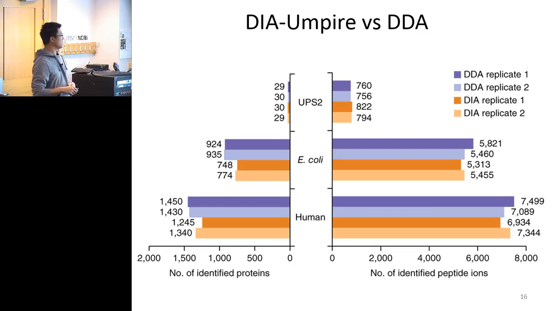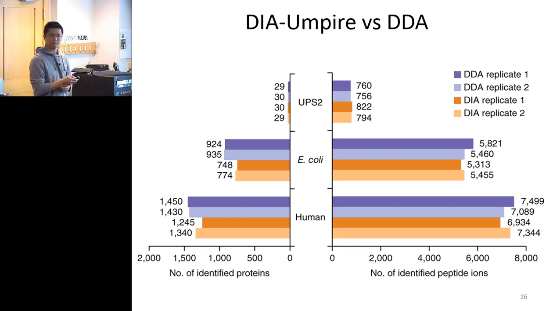So you can see here, for a simple experiment, we expect both of them to perform equally well. And for E. coli, we can see that data dependent acquisition still gets a little bit more protein numbers, and the peptide ion number is roughly similar. As with the human data, you will still get a little bit more from data dependent acquisition, a little bit less from data independent acquisition.